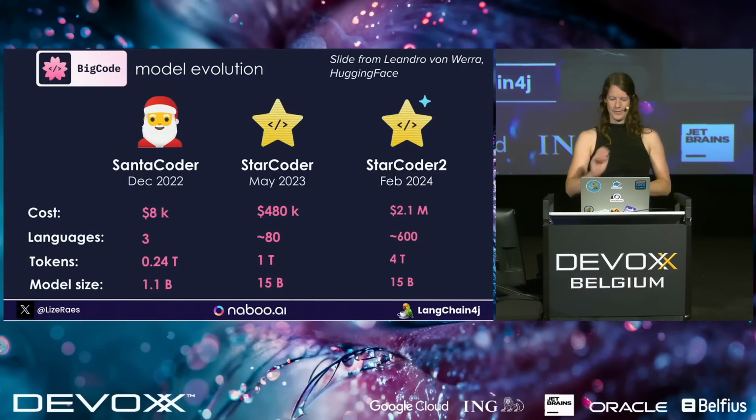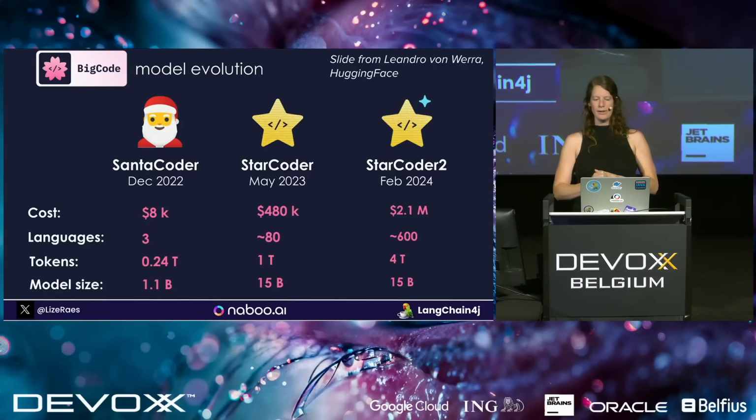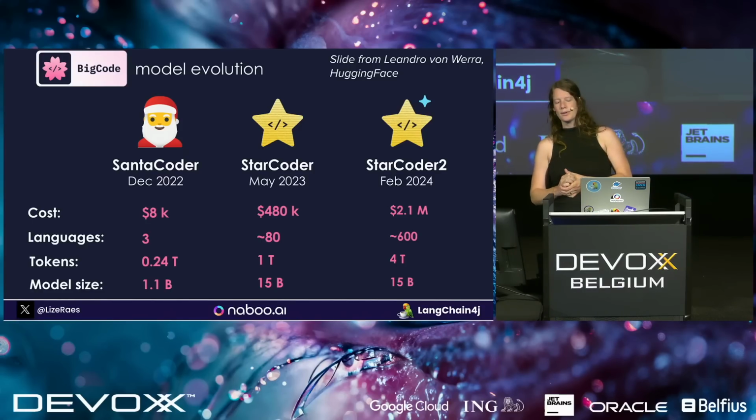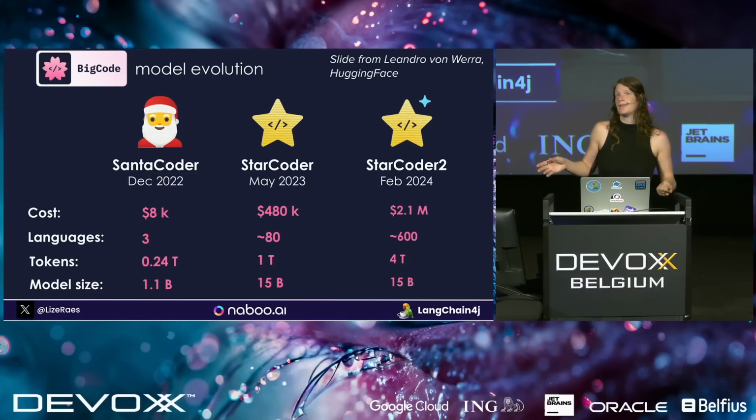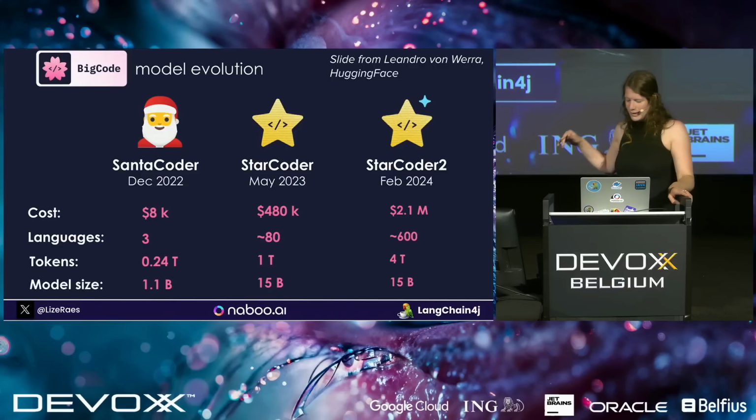To give you an idea what effort goes into creating a model, this is for the StarCoder model. It's been like a joint effort. This thing is open source. It's a joint effort of a lot of researchers of tens of countries, I think maybe about 1,000 researchers. You see a bit, the last version covers 600 programming languages, but also cost $2.1 million to get trained because you need highly specialized GPUs to train them on.